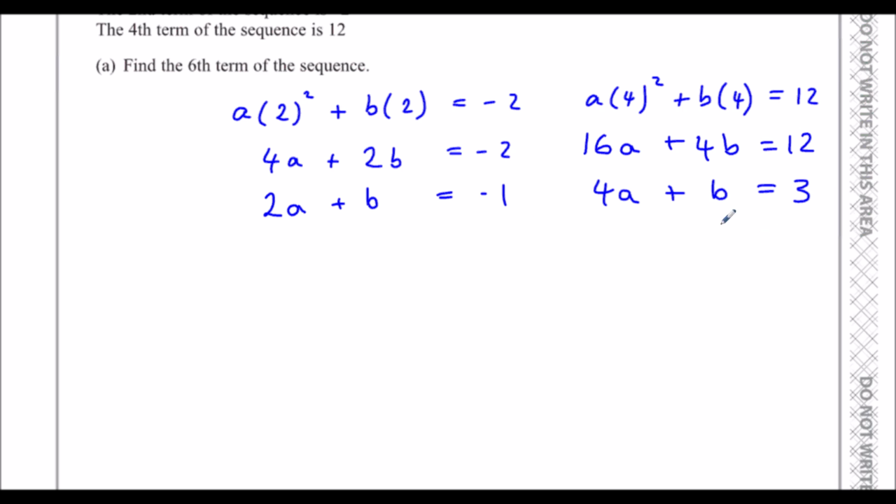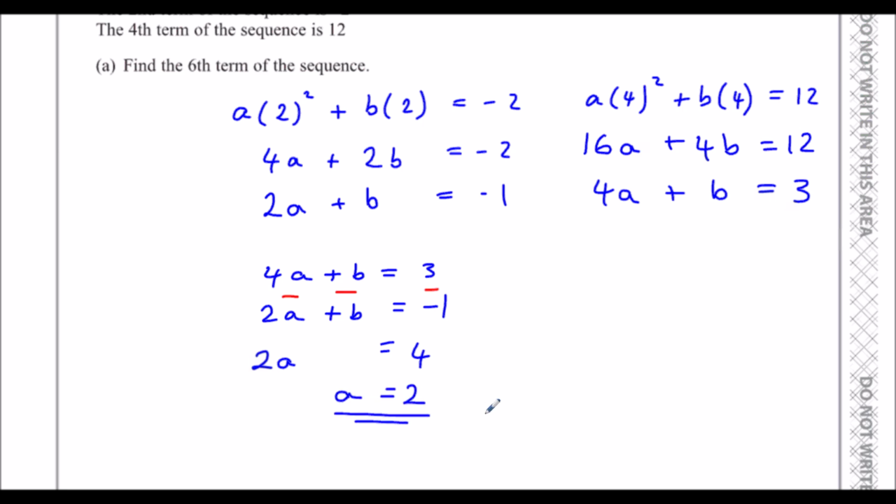And now I've got two equations with two unknowns. So they're simultaneous equations. I'm going to have 4a plus b equals 3, and 2a plus b equals negative 1. So b is the same here. So I'm going to take them away, and that will eliminate the b's. So 4a take away 2a is 2a. b take away b is nothing. And 3 take away negative 1. A minus minus makes a plus, so 3 plus 1 is 4. 2a's are 4. Divide both sides by 2.